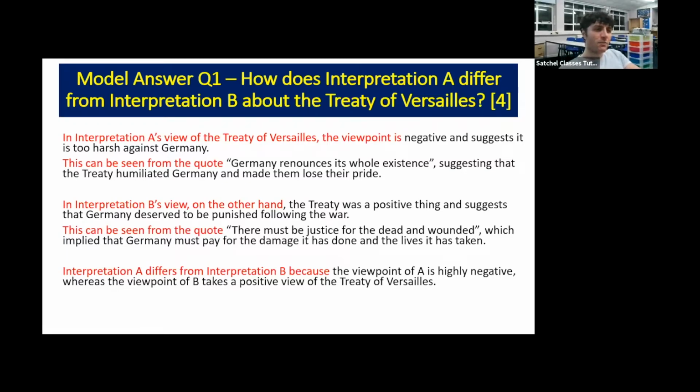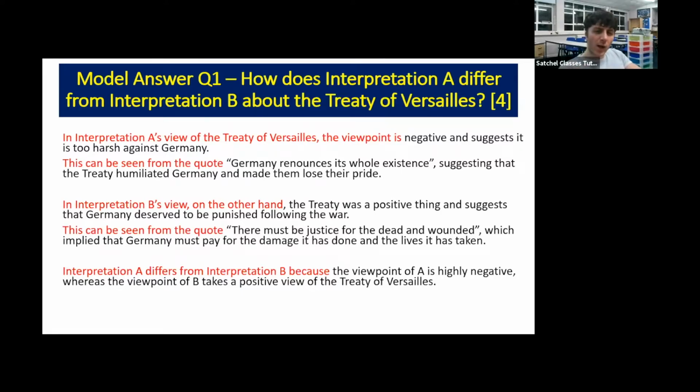In interpretation B's view, on the other hand, the treaty was a positive thing and suggests that Germany deserved to be punished following the war. This can be seen from the quote, there must be justice for the dead and wounded, which implied that Germany must pay for the damage it has done and the lives it has taken.